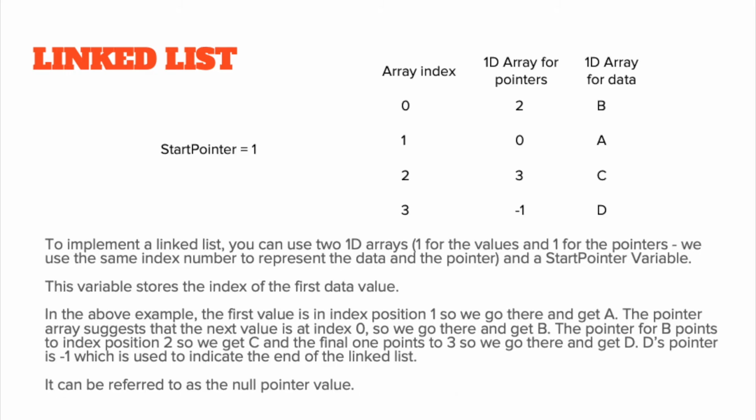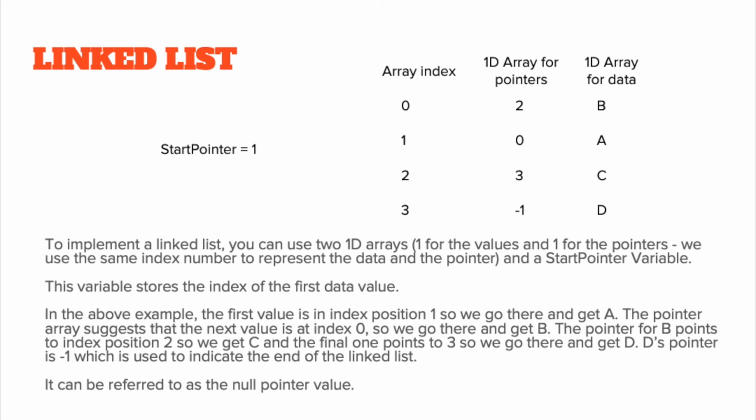Now you can implement a linked list using two 1D arrays, one for the values and one for the pointers. We use the same index number to represent the data and the relevant pointer, and we also need a start pointer variable. So the setup is like this. You've got a 1D array for pointers where you store 2, 0, 3, minus 1, and you've got a 1D array for data where you've got B, A, C, D, and then you've got the array index, and the start pointer is 1. So we're starting with index position 1.